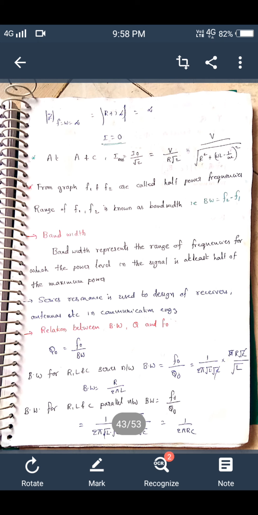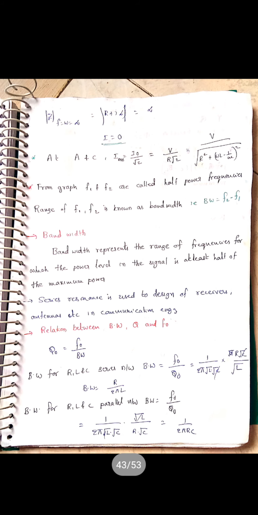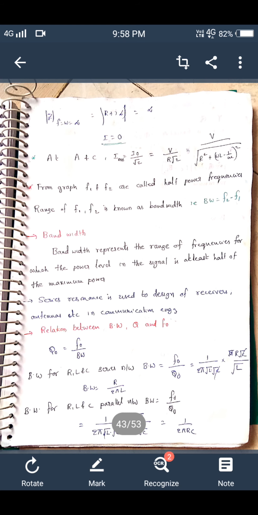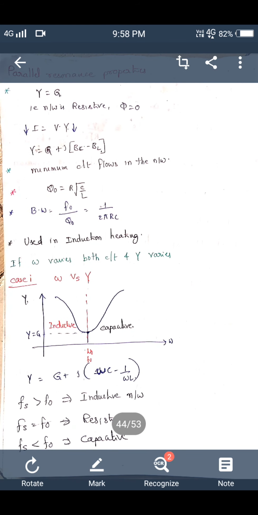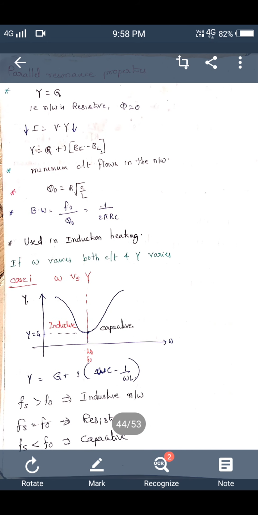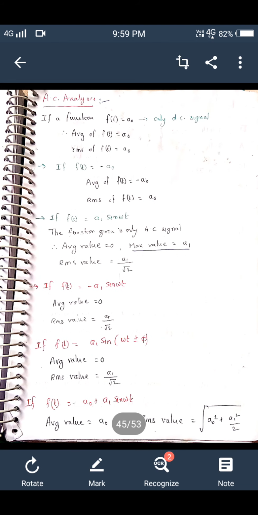Similarly, the bandwidth for an RLC parallel network is f naught by Q naught. f naught is 1 by 2 pi root LC, divided by the quality factor, which is R into root C by L. If you simplify, you get the expression for bandwidth in a parallel RLC network as 1 by 2 pi RC. So it is 1 by 2 pi RC in parallel resonance condition. Of course, the parallel resonance topic is not in the syllabus.